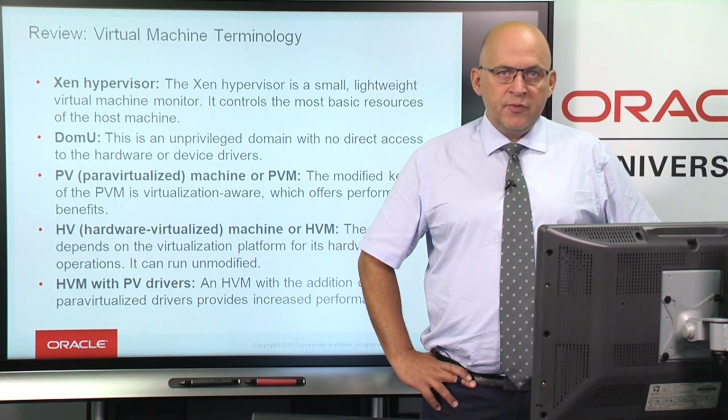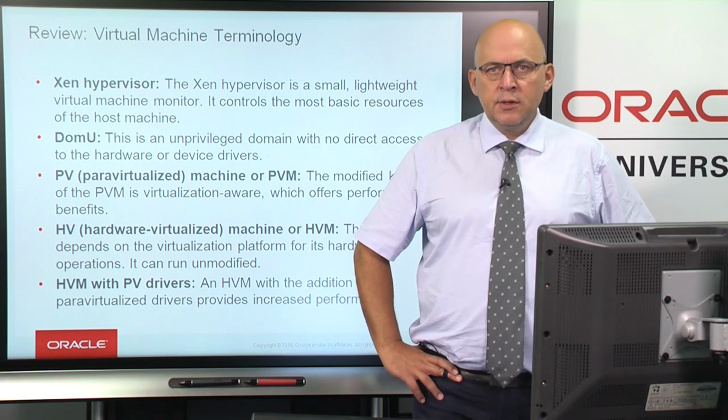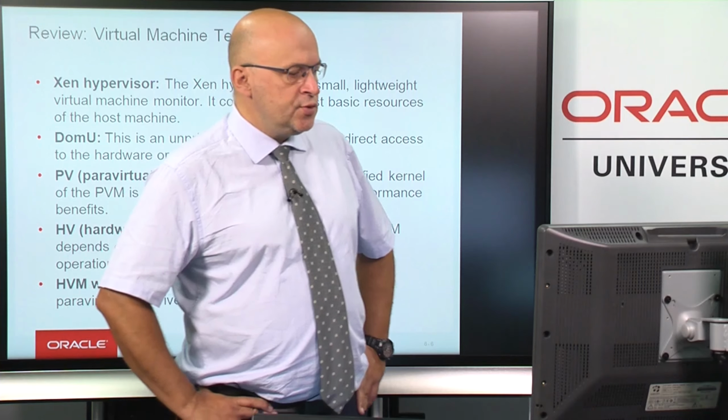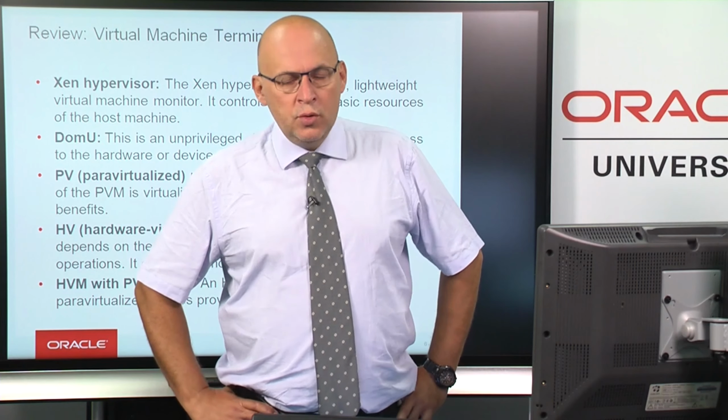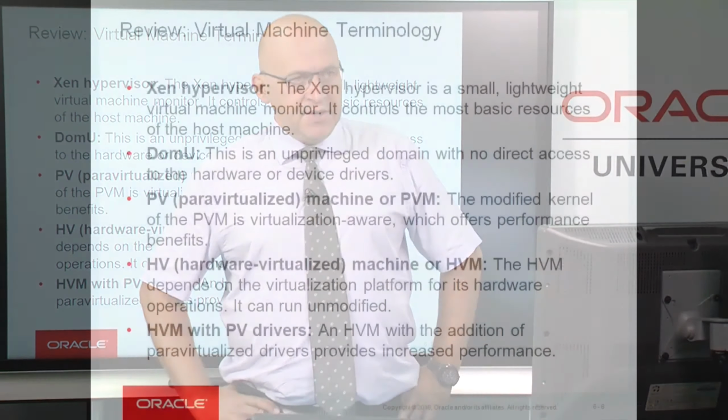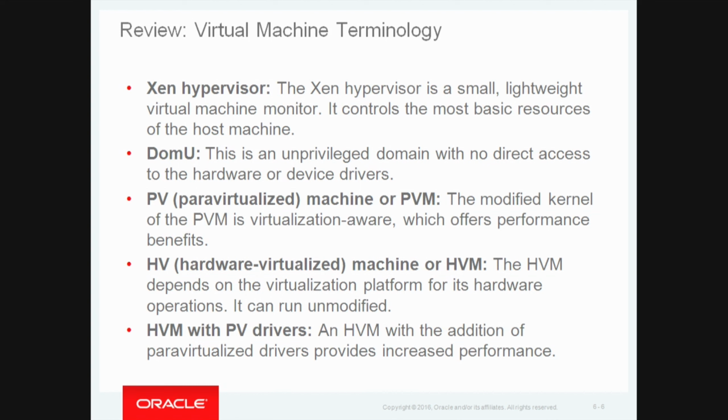So the Xen hypervisor, again, is a small, lightweight virtual machine monitor, okay, which is controlling most of the resources that you have in the host machine. The Dom U, guest, etc. It's the same, let's say, virtual machine as we have seen before. And then your virtual machines can be classified into three categories.